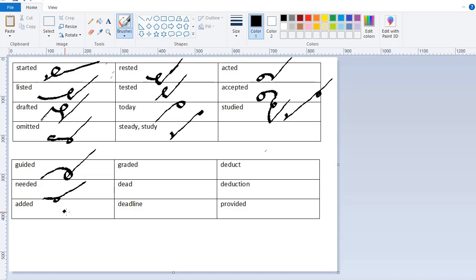Next, we have added. So, we have add, a, and then dead. Next, we have graded. So, we have GR for gr, and then A. So, we have G, we have R, we have A, then we have dead. Next, dead. Of course, dead. D lang yan, dead. Next, we have deadline. So, we have dead. And then, of course, you add your line. L-I-N.